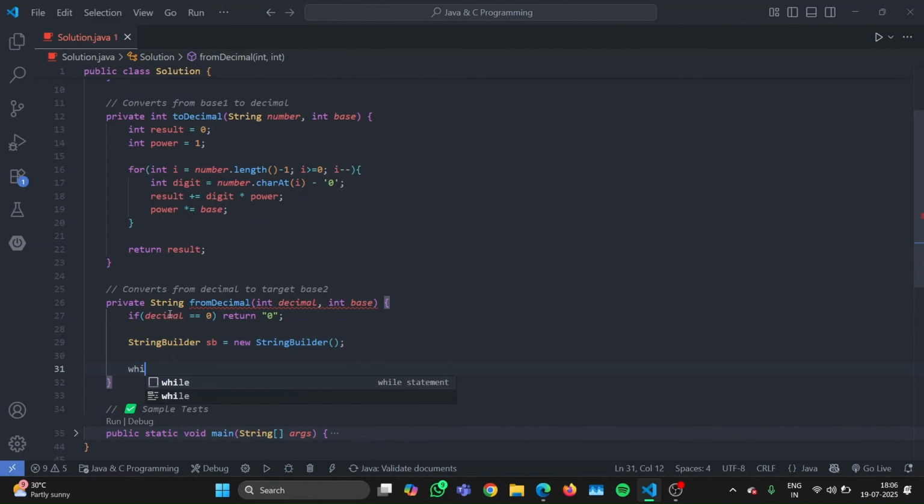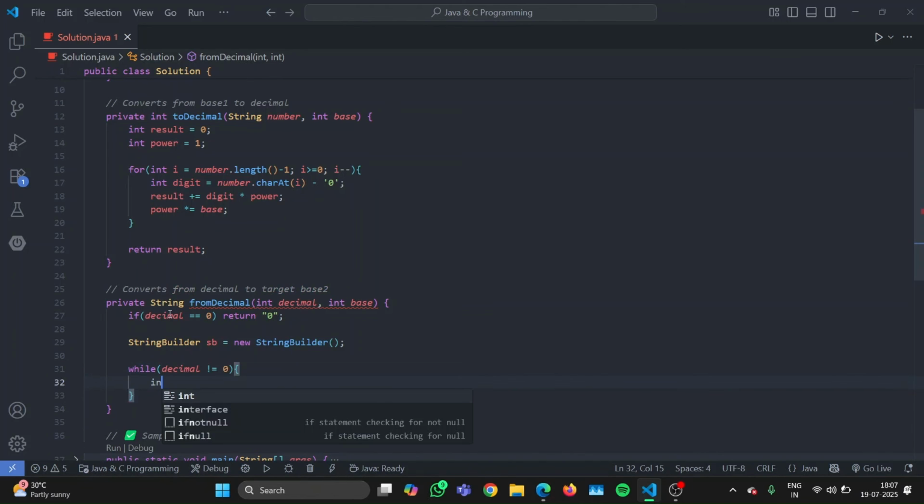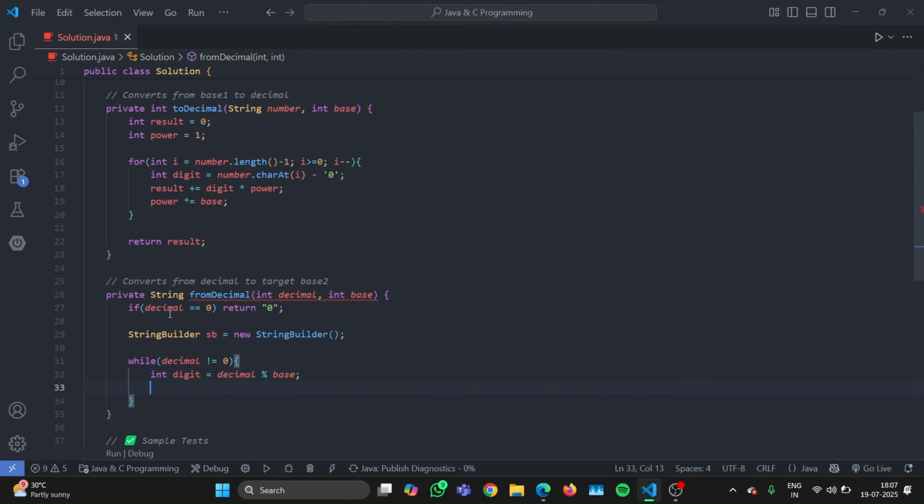Then we can use a while loop, and while the decimal number is not equal to 0, we continue our loop, where we have to extract the remainder at every stage. And how can we extract the remainder? We extract the remainder by dividing the number with the given base. So that's why we are using this base over here. And then we have to append the character to the StringBuilder object. First we need to typecast the integer value to a character, then add the '0' character to the remainder so that it converts the integer into a character.